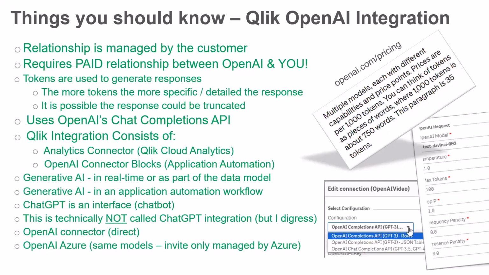I want to state that the relationship is between OpenAI and Qlik, and it's managed by you, the customer or partner. Qlik just facilitates the process between the APIs with the connectors we provide. It does require a paid relationship, and there is pricing on their site. I have a brief example here, and you can configure certain parameters in the connectors to provide the level of response and how deep you want it to be. So the relationship is managed by you, it requires a paid agreement, and a number of tokens are used to generate responses. We're using OpenAI's chat completions API.